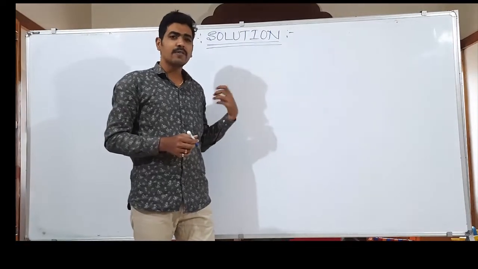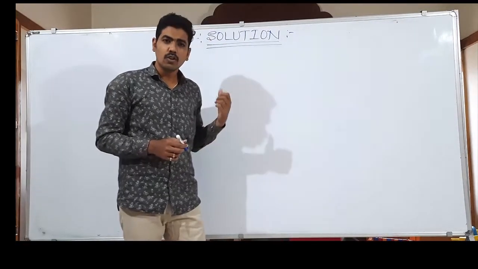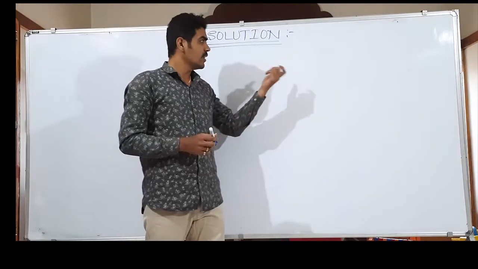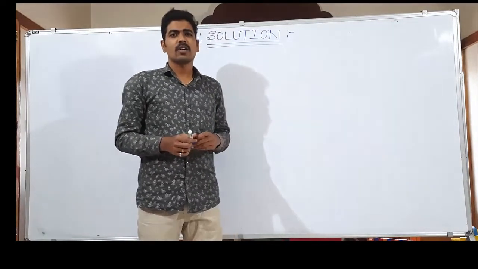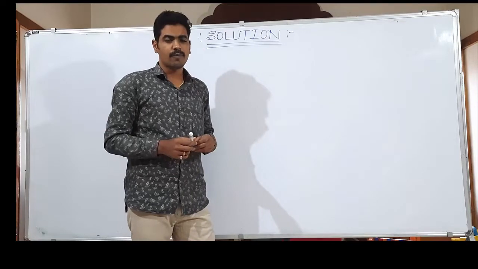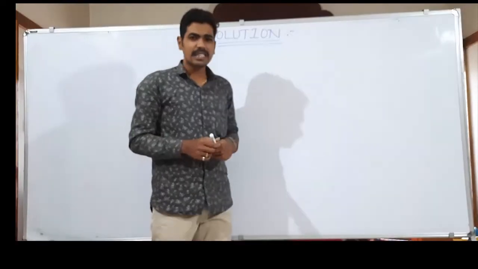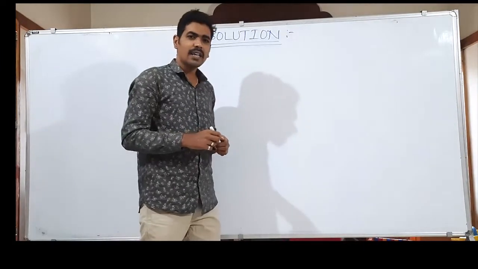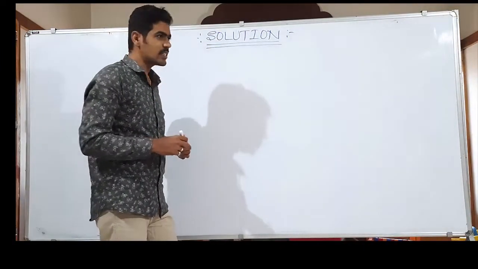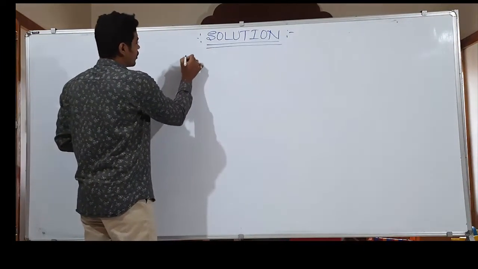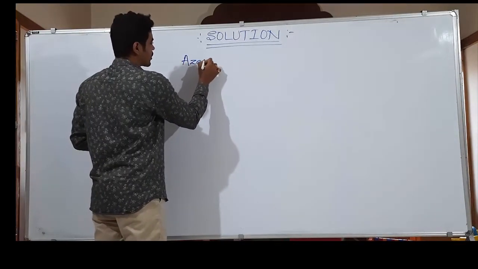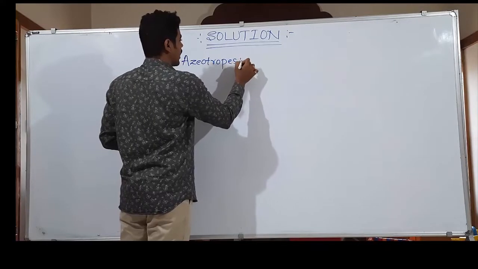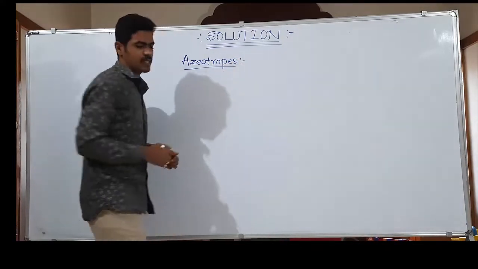So what are the differences between the solutions which show positive deviations and the negative deviations from Raoult's law? Now, in today's lecture, we are going to discuss another kind of solutions. Those are known as azeotropes, or they are also known as azeotropic mixtures.